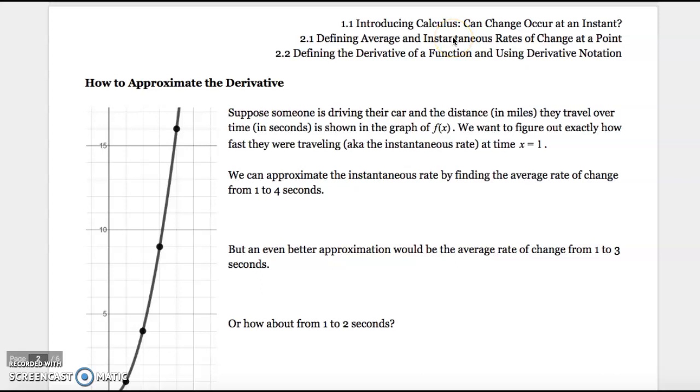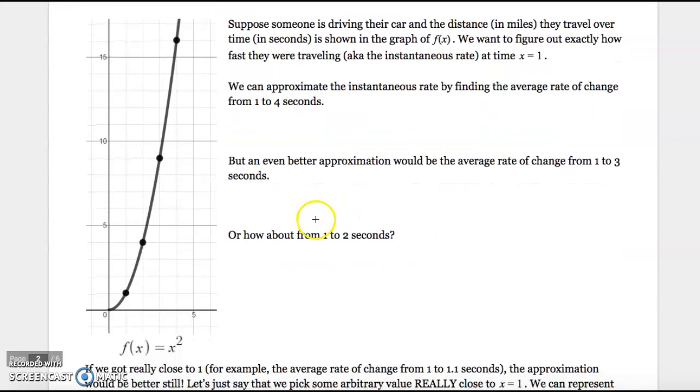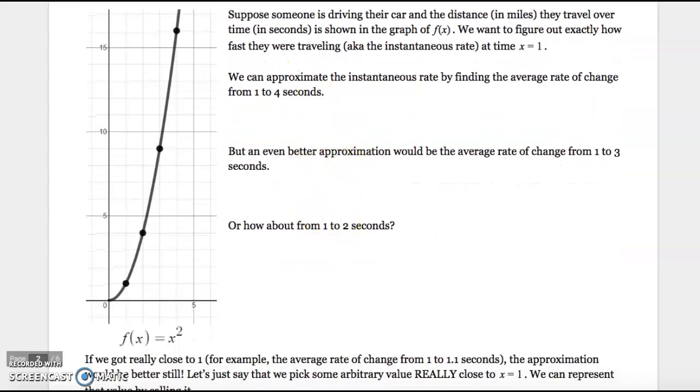Right, so now we're going to talk about how to basically approximate a derivative. Considering a similar example to what we did with the cyclist, suppose someone is driving their car and the distance in miles they travel over time in seconds is shown in the graph of f of x. We want to figure out exactly how fast they were traveling, aka the instantaneous rate, at time x equals 1. What we can do is approximate the instantaneous rate by finding the average rate of change from 1 to 4 seconds.